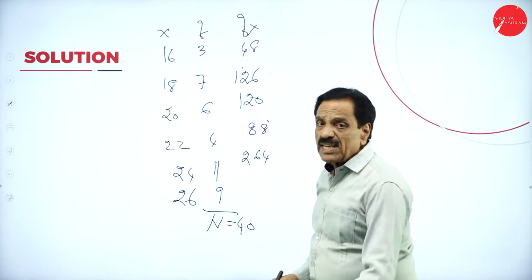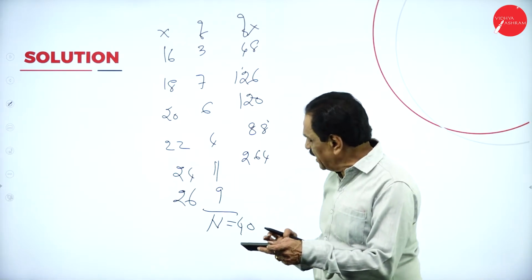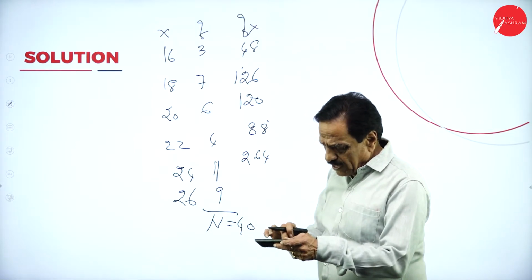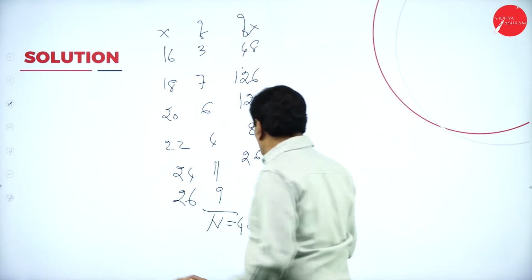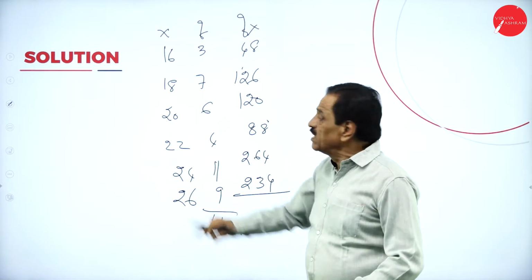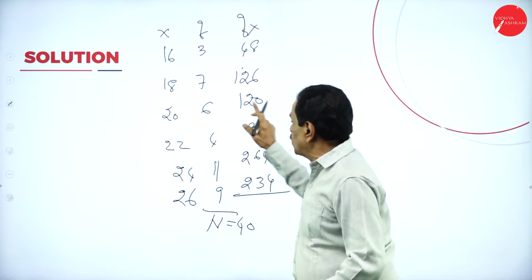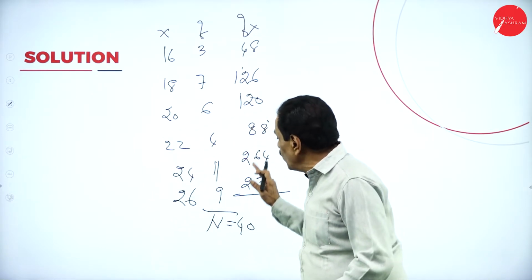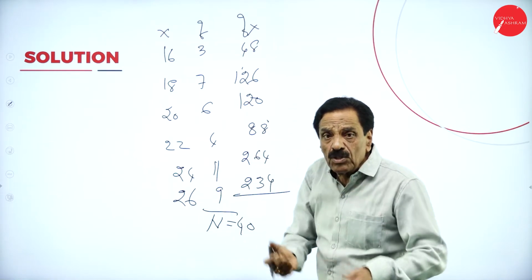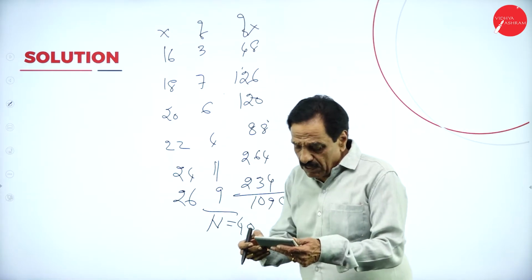Then 26 into 9 is equal to 234. So what I did was 16 into 3, 18 into 7, 20 into 6, 22 into 4, 24 into 11, 26 into 9. What is the next step to do? Add the figures. What is the first one?